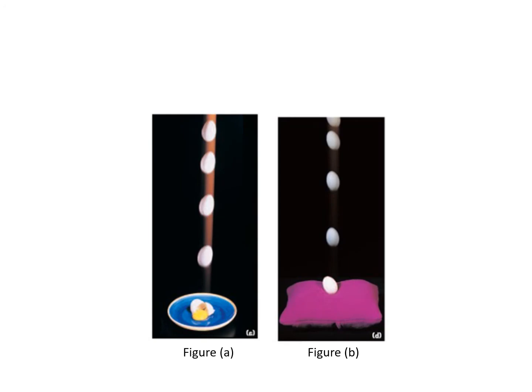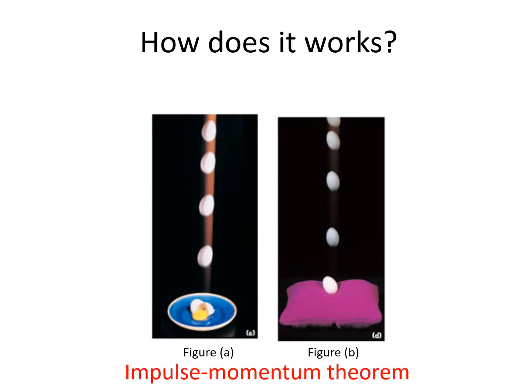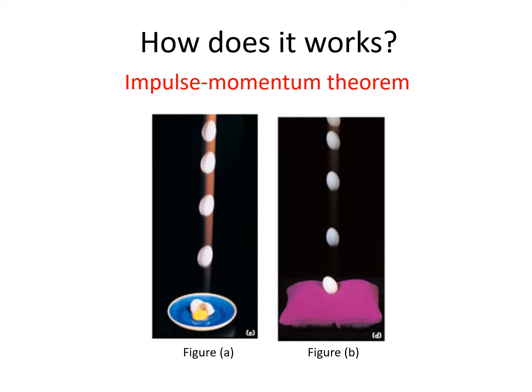Now, look at the figures. In figure A, if we drop an egg on a hard surface, for example on a plate, it will crack. But for figure B, if we put something nice and squishy under the egg, it ends up just fine. This makes sense intuitively. But how does it work? This is caused by the impulse-momentum theorem.